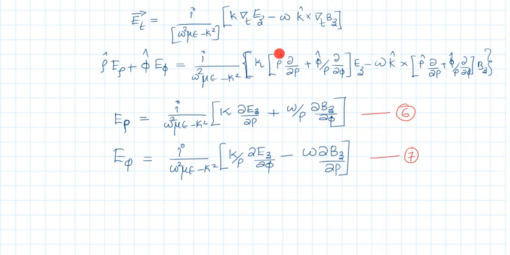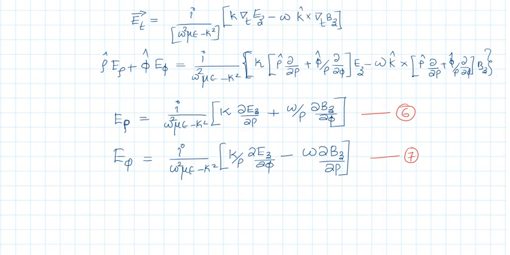Which is the coefficient of rho cap? Rho cap in the coefficients, group here. In this term there is a k dou Ez by dou rho. K dou Ez by dou rho. In the second term, if you do k cap cross rho cap, it is phi cap. So we do not need that, we are looking for the coefficient of rho cap. K cap cross phi cap is minus rho cap. That minus and this minus becomes plus. So you will get omega by rho dou Bz by dou phi. So this is the value of E rho.